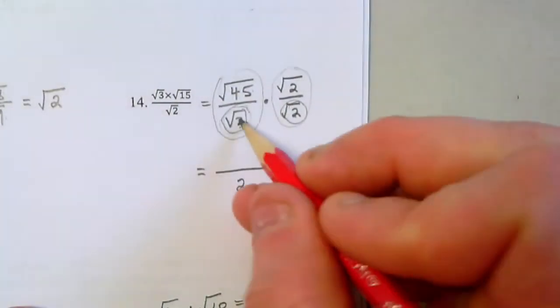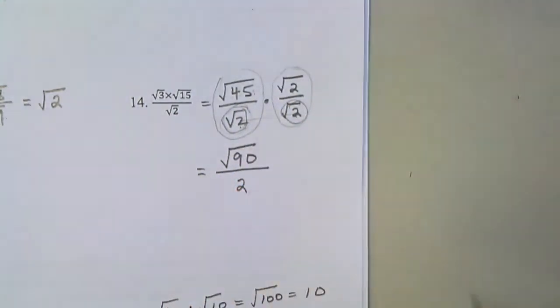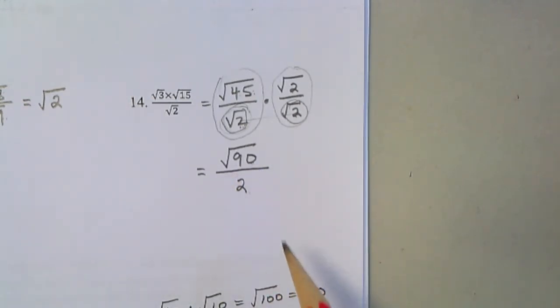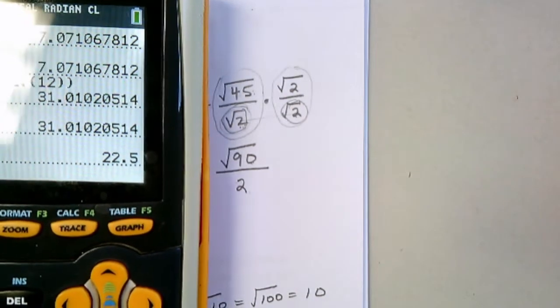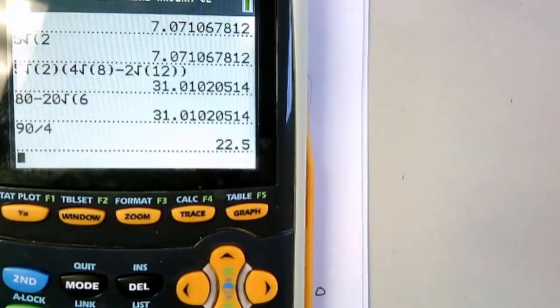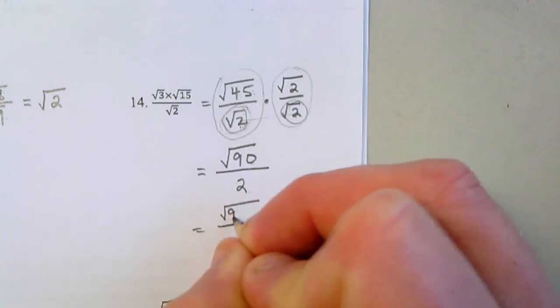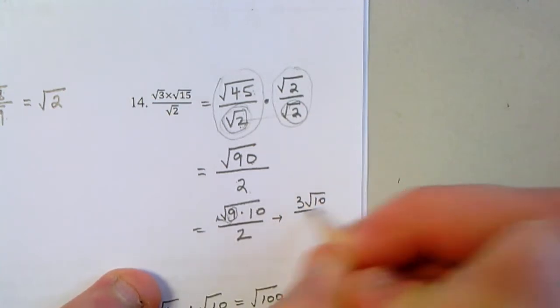So let's take a look at this. This ends up being 2. Square root of 45 times the square root of 2 is the square root of 90. Now, as I'm thinking about this, there is a perfect square that goes into 90 evenly. Well, what is it? Let's start small here. 90 divided by 4 does not give you what we're looking for. 90 divided by 9, oh, there we go. We have 10. So if I do this, 9 times 10 over 2, what's the square root of 9? It's 3, okay? So I get 3 radical 10 over 2.